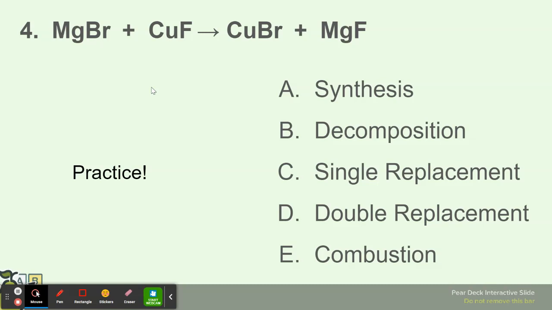Okay, take a look at this one. Okay, this would be a double replacement reaction. Here's how we know. We've got two compounds. Now, when I look at these compounds, we can see that the elements are swapping partners. So Mg and Br are together, Cu and F are together. At the end, copper is with bromine and magnesium is with fluorine. They swapped their partners. Mg and Cu switch places. So this would be a double replacement because they're both doubled up and then they replace each other.